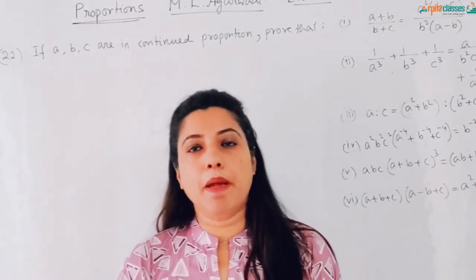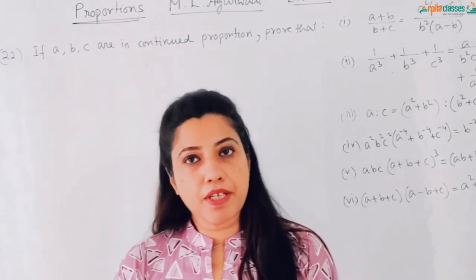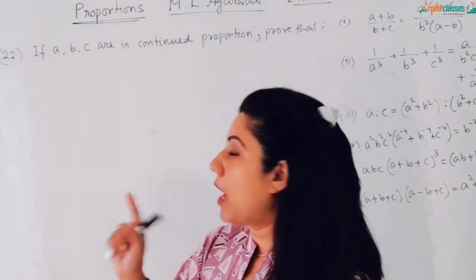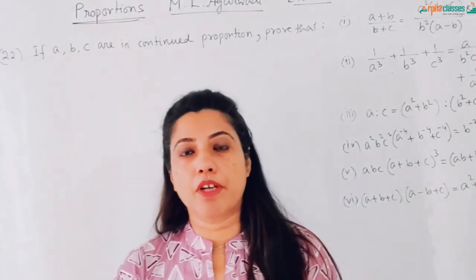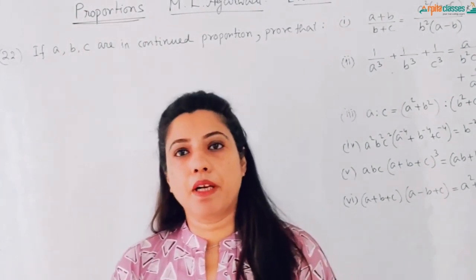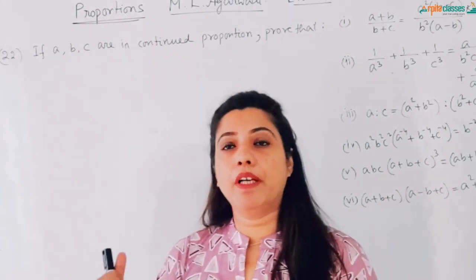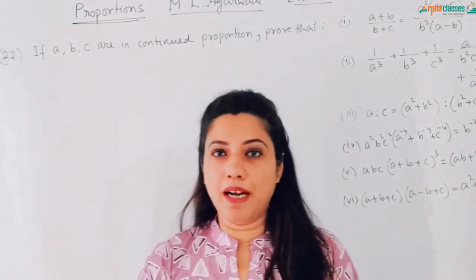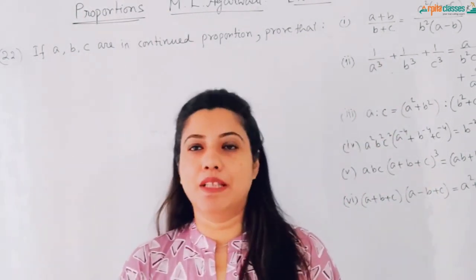We were doing the sums from ML Aggarwal. In our previous lecture, we did the sums till question number 21. Today we are going to start from question number 22. There are only two questions remaining from this chapter now. As I told you, question number 22 and question number 23 have a few sub-questions. So let us do that and we will be completing this chapter.